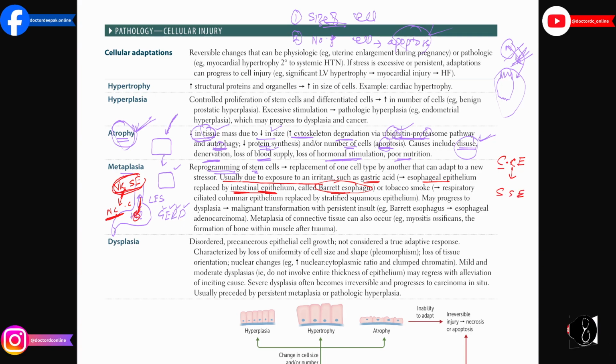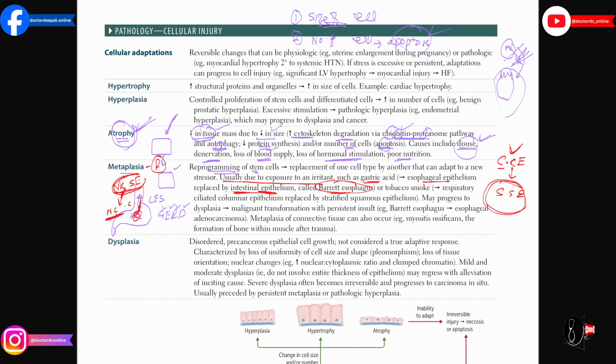Why is this going to happen? Because the stratified squamous epithelium can handle the stress very well. Ciliated columnar epithelium cannot handle the stress. So it is going to be replaced by the better cell, which can handle the stress. That kind of change is called metaplasia. But always keep in mind, metaplasia is reversible.